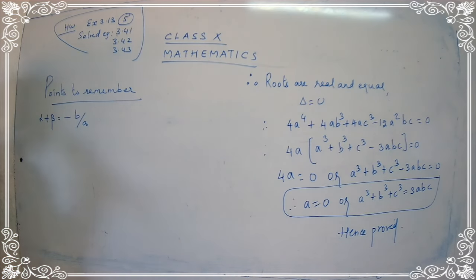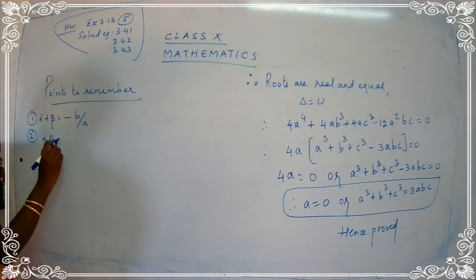I'll be giving you a clear idea of how to use the formula in the next class, when we are going to do our exercise 3.14. So now you have to remember what are the formulas that we are going to deal with. The first one is alpha plus beta, which is given as minus b upon a. Go for the second formula, alpha beta.